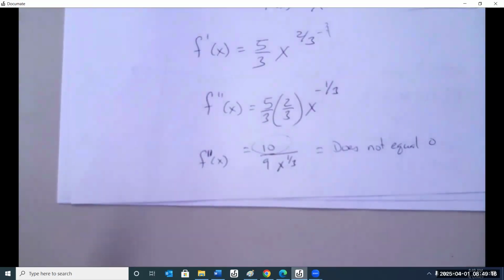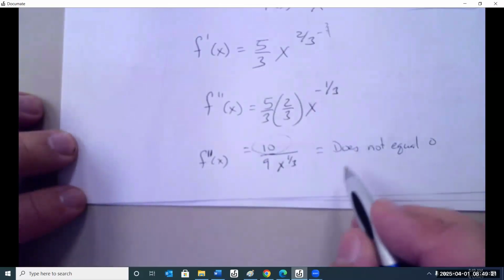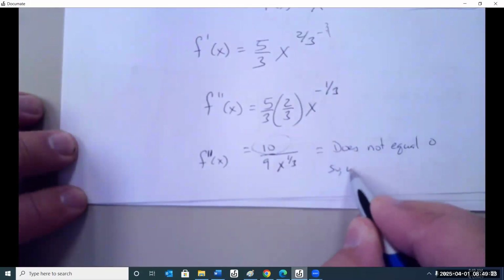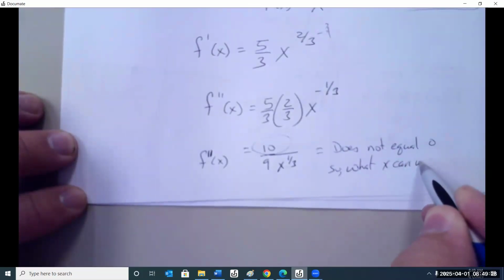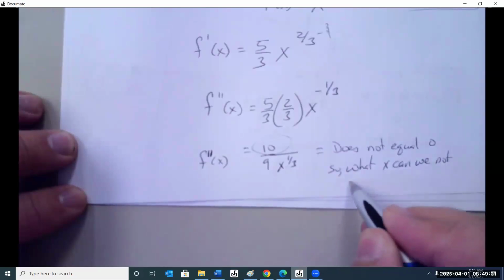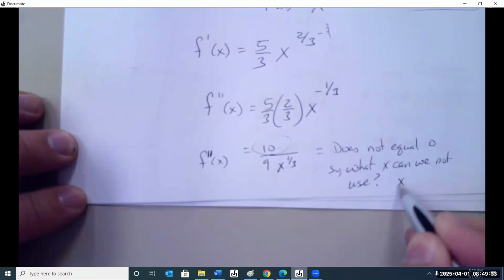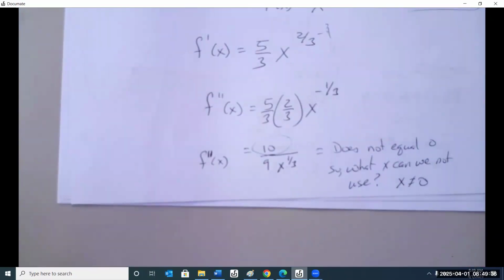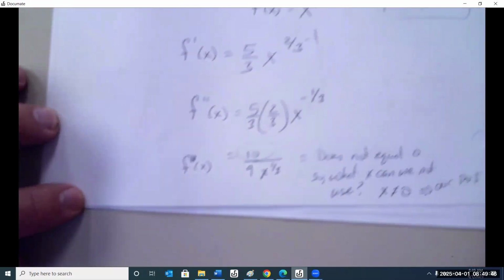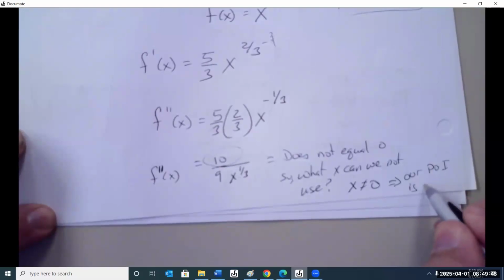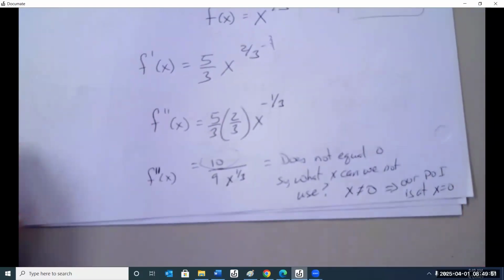What x can we not use here? Very good. What x can we not use? X cannot equal 0. So what this tells us, our point of inflection is at x equals 0.